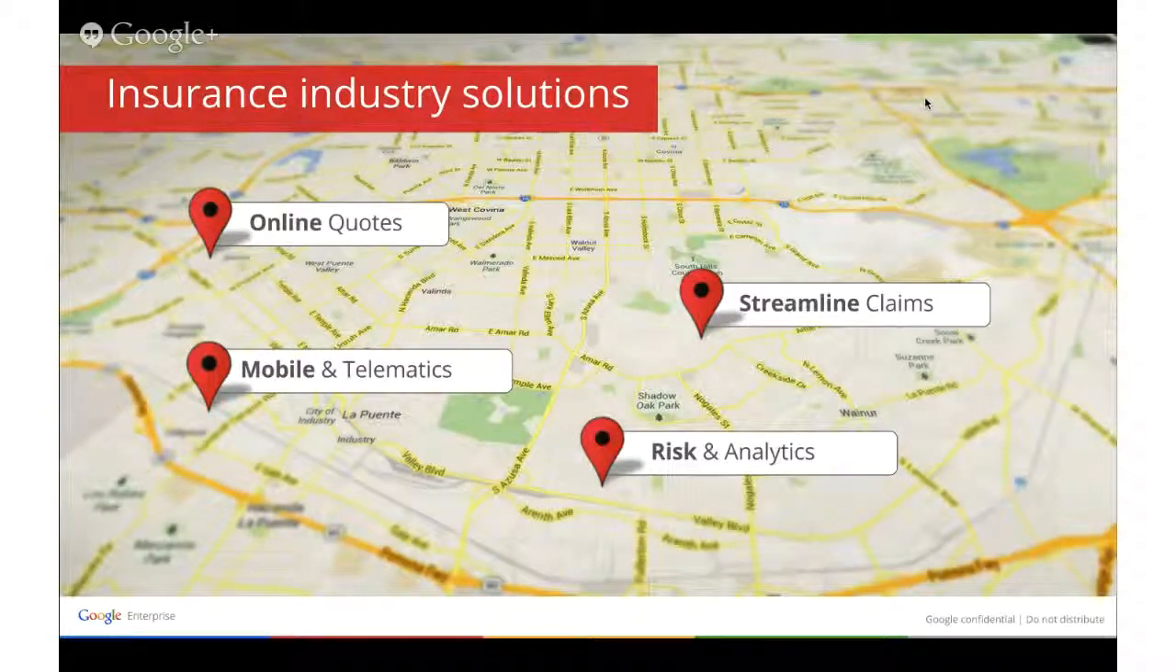Now, in terms of the use cases, many things we could discuss today, but given the time, we're just going to go through 4. So we have the online quotes we're going to talk about. We're going to talk about streamlined claims, mobile and telematics, and risk and analytics.